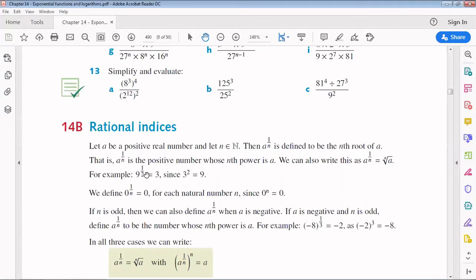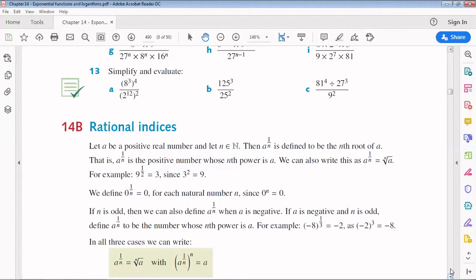So now, how to solve the powers or exponents which are rational numbers, 1 by n, 2 by 3, 1 by 2, these types. Again we have a rule that if there is 0 power 1 by n, then it is equal to 0, because any positive power of 0 equals 0. Similarly, 0 power n equals 0.